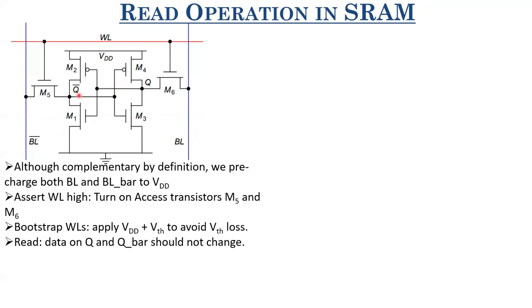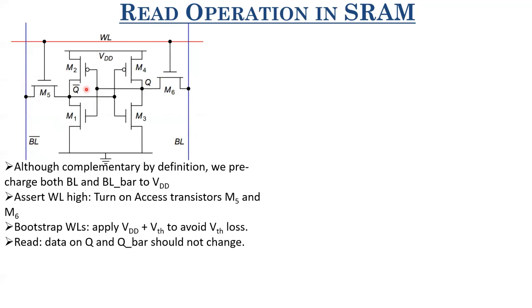Data on Q and Q bar should not be changed. Only whatever content was available on Q and Q bar should be reflected now on bitline and bitline bar. Let us say that Q is equal to 1 and Q bar is equal to 0.